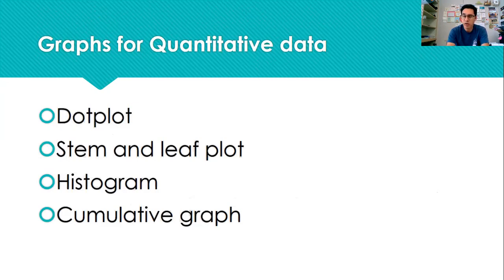Now for the meat of this lesson, which is how do we graph quantitative data? We're going to go through 4 graphs, and these go from simplest to more complex. We've got a dot plot, stem and leaf plot, histogram, and a cumulative graph. I'm going to switch over to my document camera, and then we're going to look at a hypothetical data set.